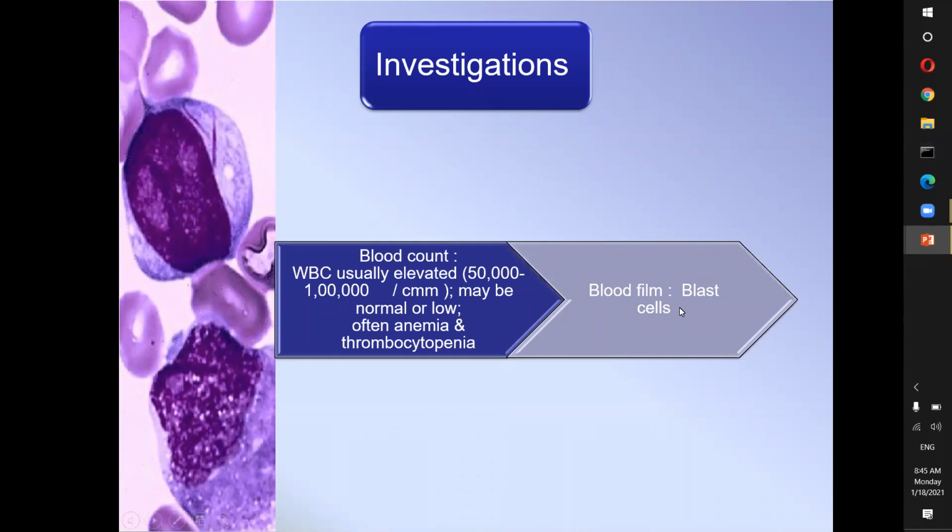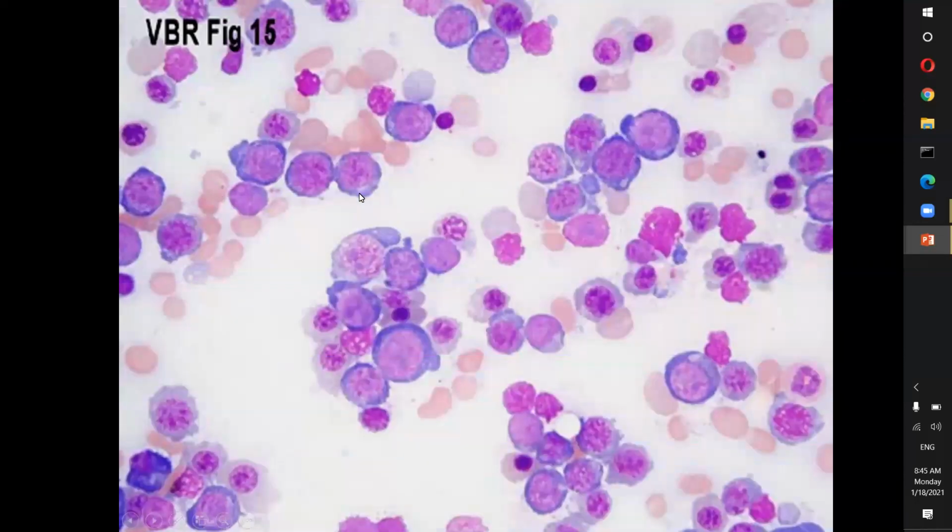There are primitive cells in the blood film called blasts. These are the blasts. These are the abnormal large primitive cells from inside the bone marrow. These cells are the malignant blast cells, the primitive cells that fail to mature and accumulate inside the marrow, competing with the normal bone marrow cells, resulting in pancytopenia and the features of leukemia.